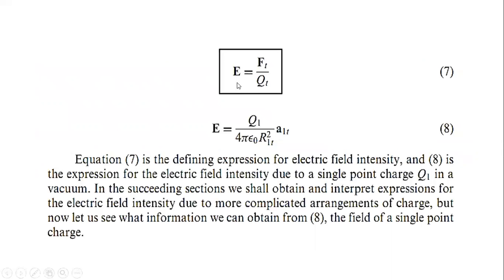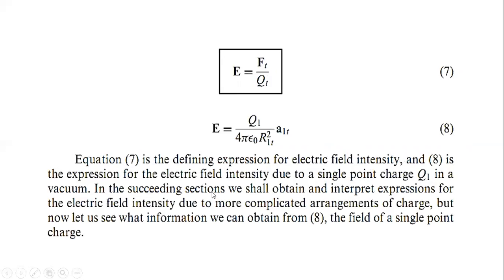So electric field intensity is the force on a unit positive test charge. This is the definition of the electric field intensity, and the expression of the electric field intensity is given by this equation. Equation number 7 is the defining expression for the electric field intensity, and 8 is the expression for the electric field intensity due to a single point charge Q1 in a vacuum.